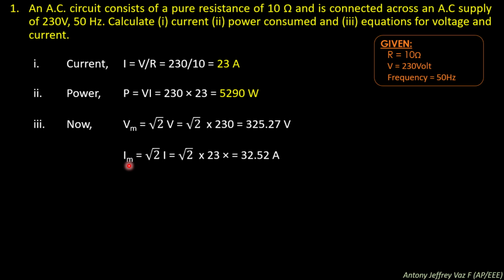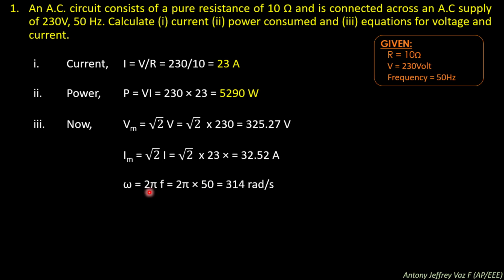Similarly, you need to find the current equation. So you need to find the maximum current. To find the maximum current, the formula is root 2 into I. Here I is the current rating, which is 23 amperes. So root 2 into 23 will be equivalent to 32.52 amperes.